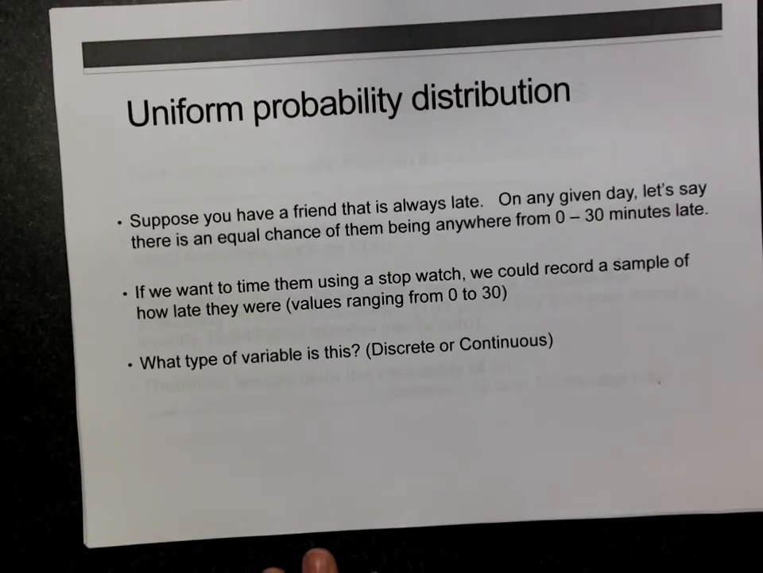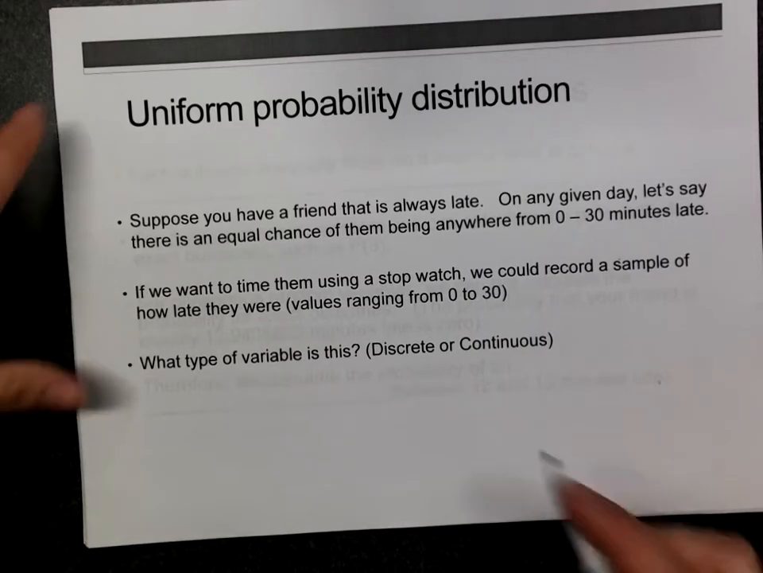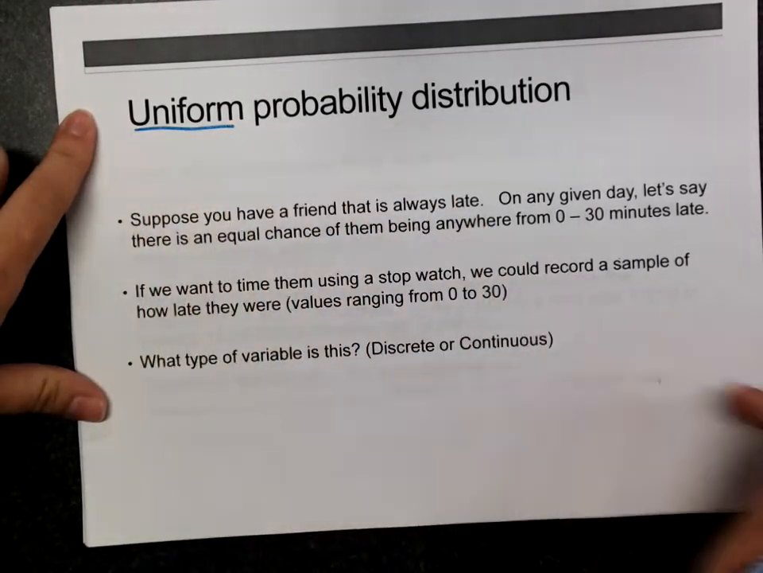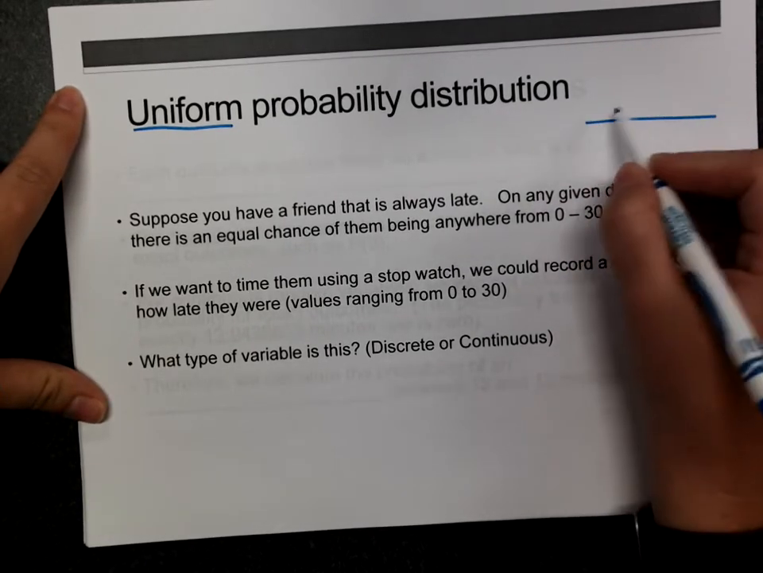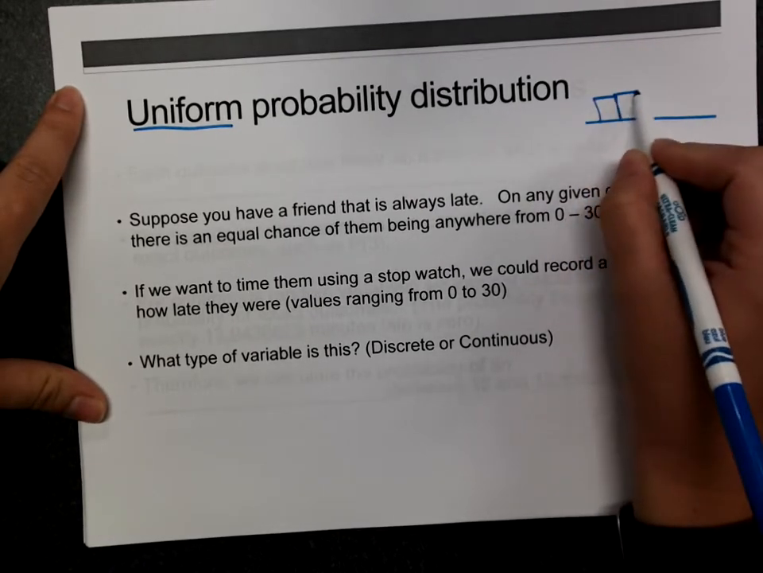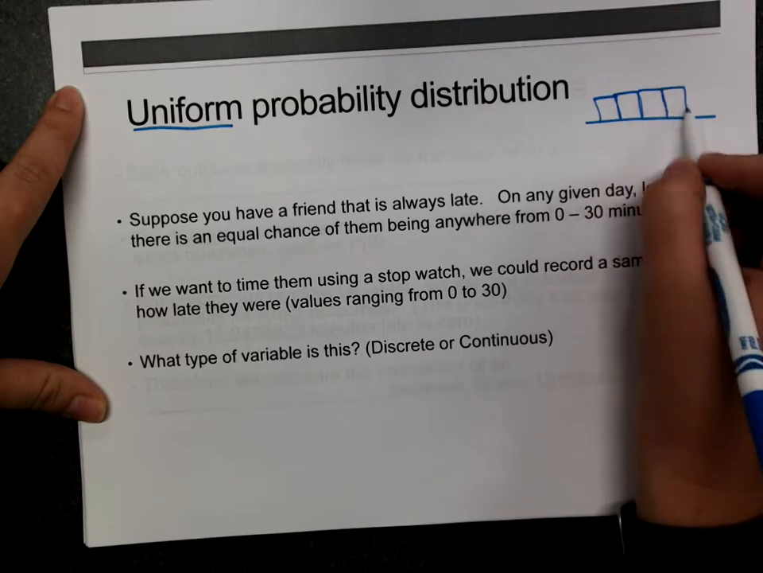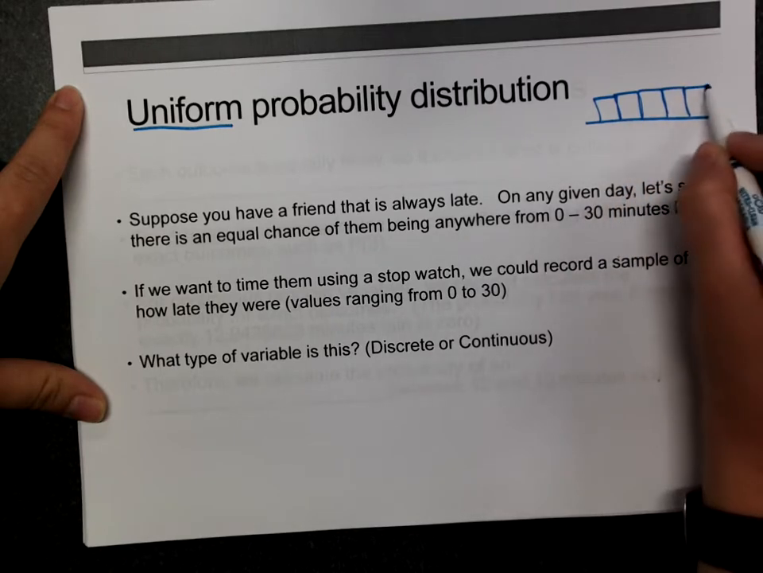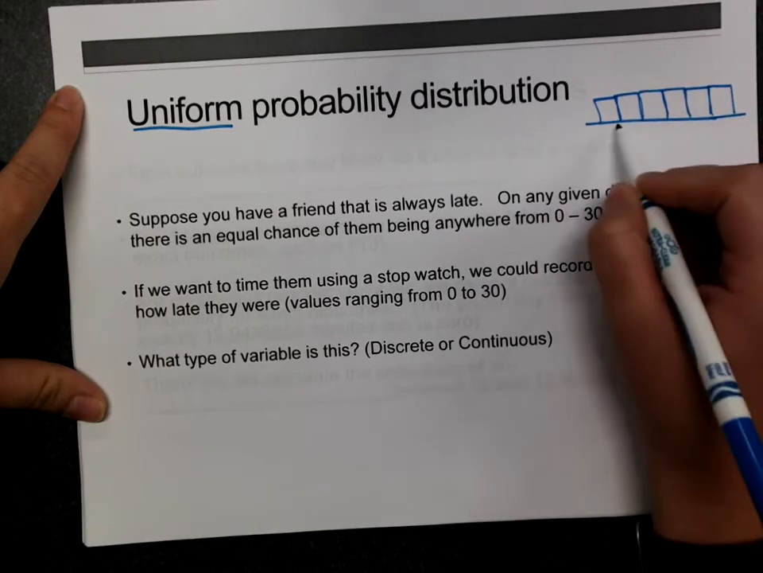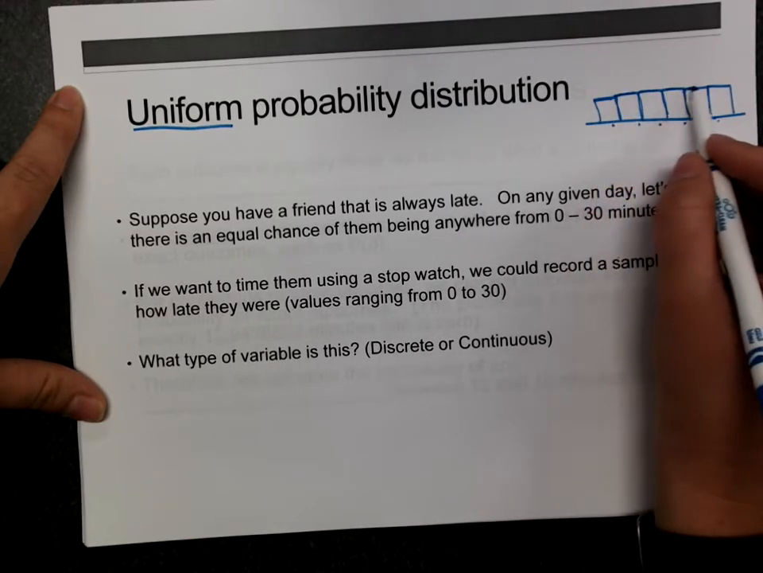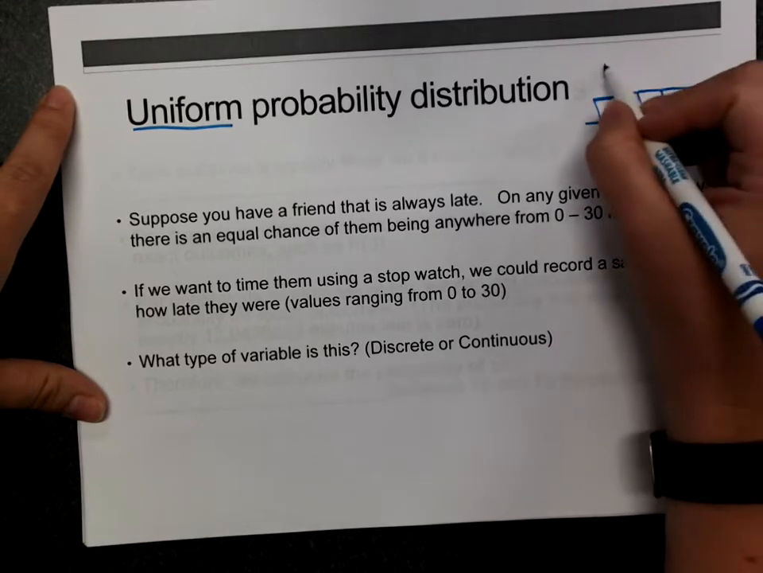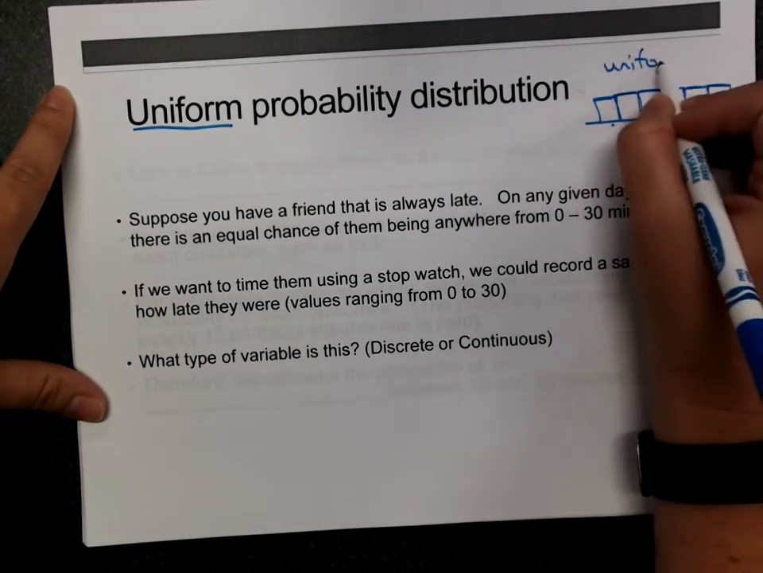So the first part of section 7.1 is something called the uniform probability distribution. Remember, the shape of a uniform distribution is when all the bars are the same height. Like if you roll a dice, the probability of landing on each side of it would be the same. So it's when all the bars are roughly the same height. That's what a uniform shape looks like.